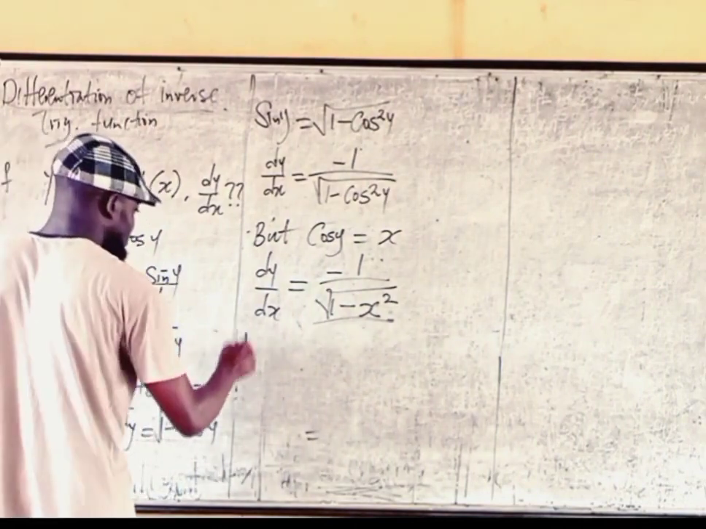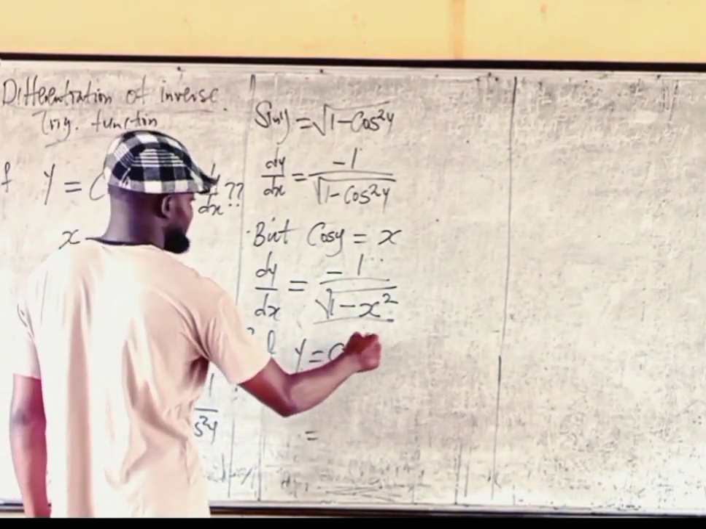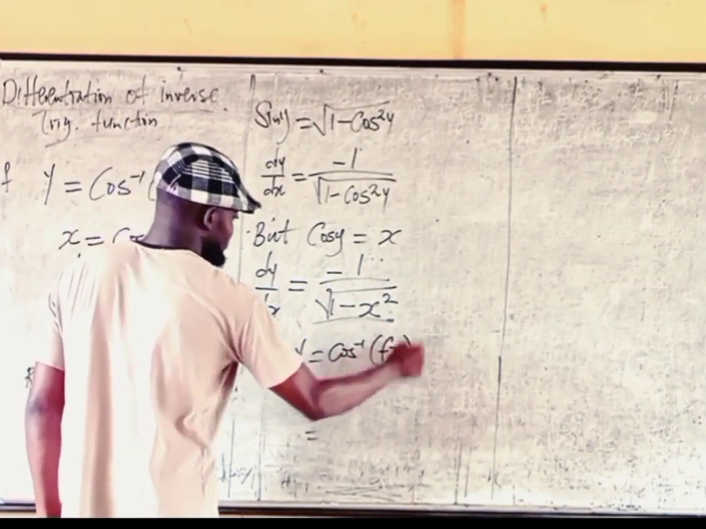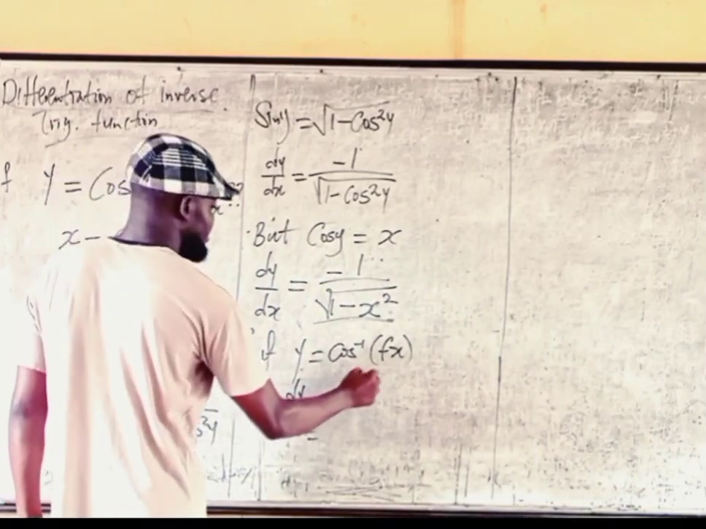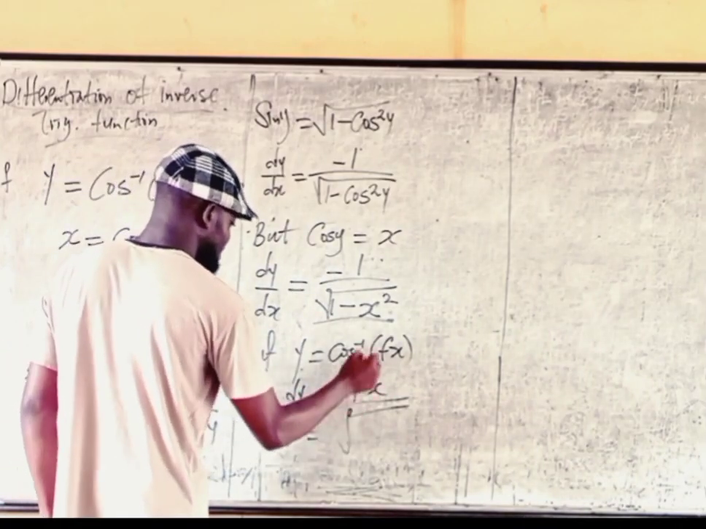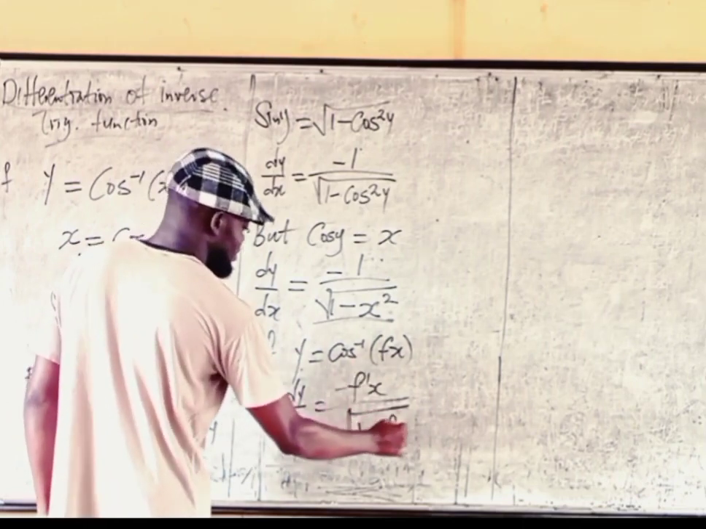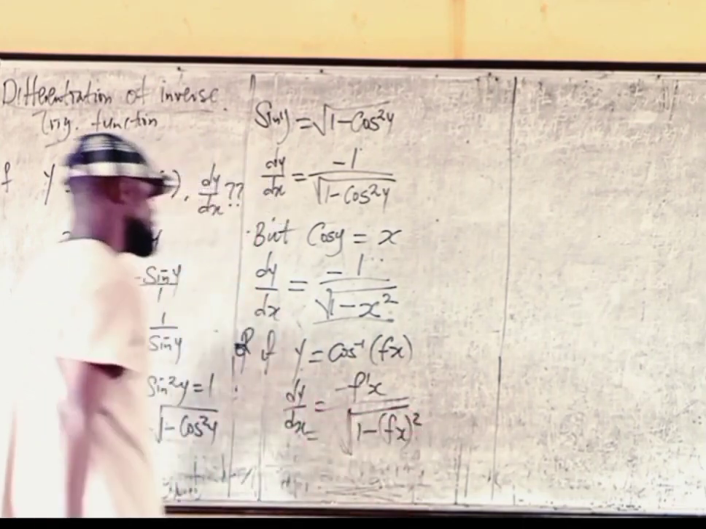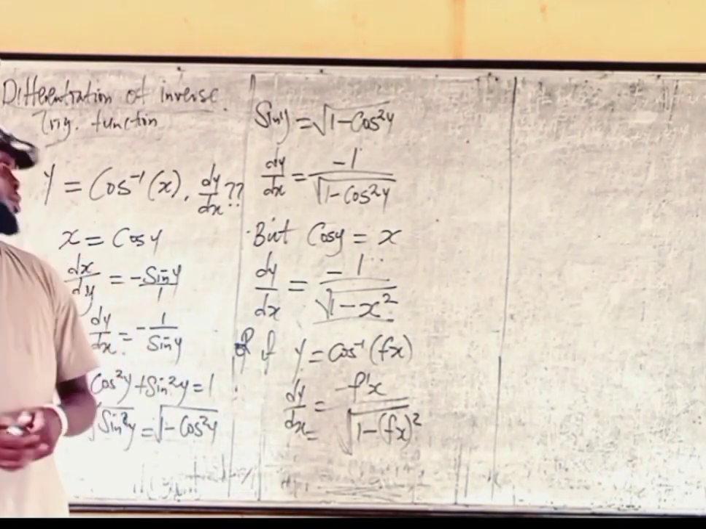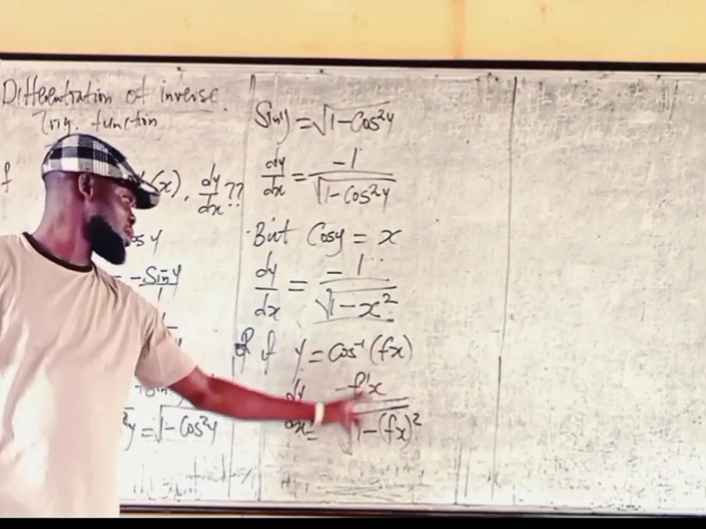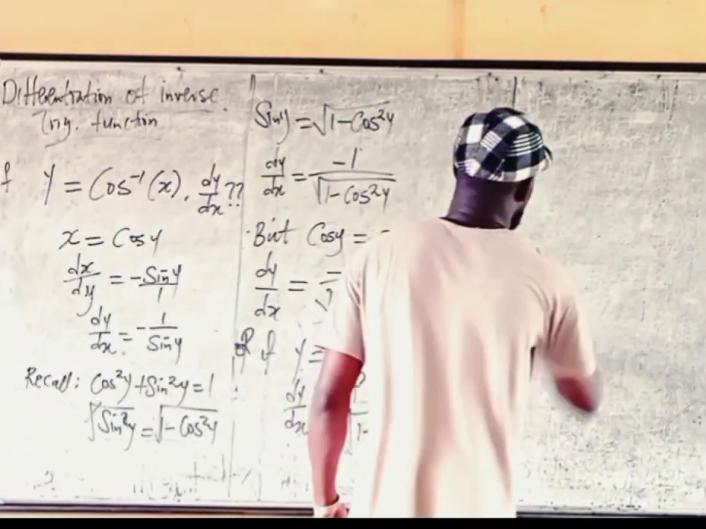Or you can also say, if y equals the cos inverse of a function of x, dy over dx will be negative the f prime of that function divided by the square root of 1 minus the function squared. It's also possible. Let's see, the f prime of the function is here, then 1 minus the function, then you square it. Now let's look at an example.